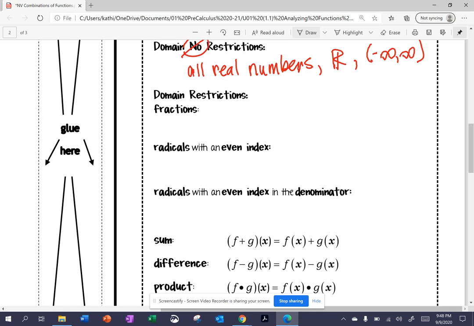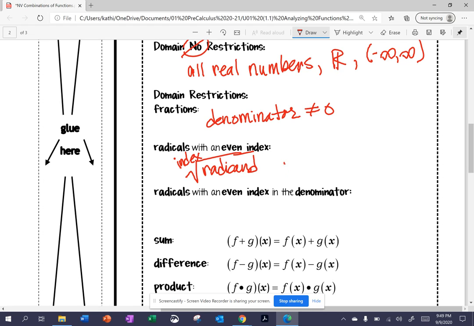So when do I have restrictions? Right now I know I have restrictions when I have a fraction, so the denominator cannot equal zero. And I have a restriction with radicals with an even index. The restriction is that the radicand, which is what is under the radical symbol, has to be greater than or equal to zero. And if I have a radical with an even index in the denominator, then the radicand has to be greater than zero.